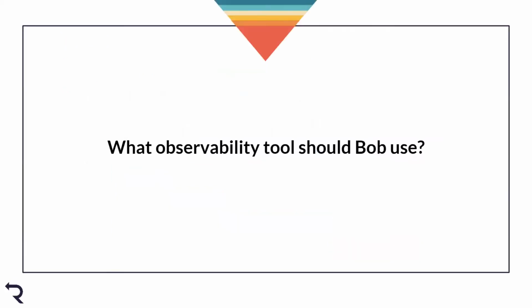Now, I'll turn it over to Earl to talk about what observability tools Bob should use. Thank you, Holden. So, how can Bob achieve a sufficient level of observability for this use case using existing solutions?